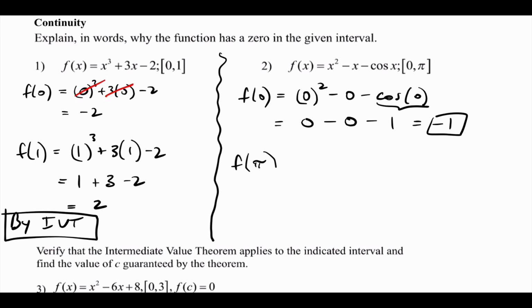Now let's check at pi. Pi squared minus pi minus cosine of pi. Now, I'm not concerned about the actual number. I'm just concerned whether it's positive or negative. Is it above the x-axis or below the x-axis? So pi squared minus pi. What is cosine at pi? Is it -1? Yeah, you're probably right. Let's see. Yep, -1. So minus a -1.